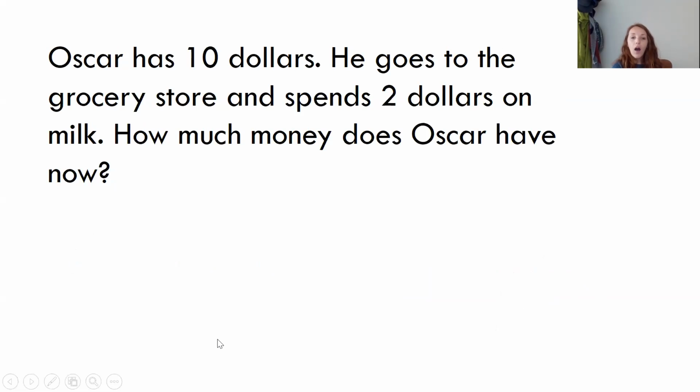This problem says Oscar has $10. He goes to the grocery store and spends $2 on milk. How much money does Oscar have now? Oscar has $10. He goes to the grocery store and spends $2 on milk. How much money does Oscar have now? So the question is about money. How much money does he have now? Think about what he did with his money in this story.